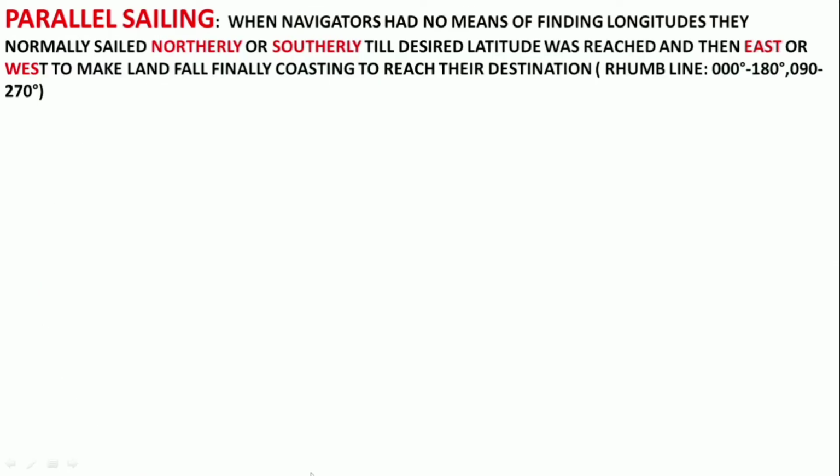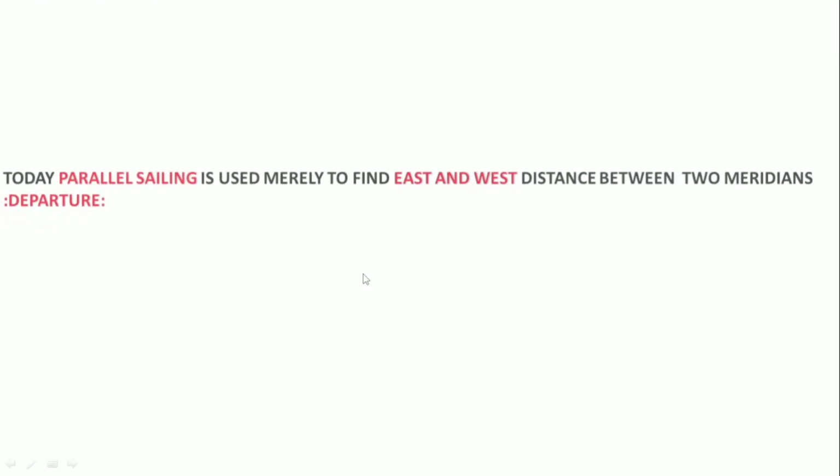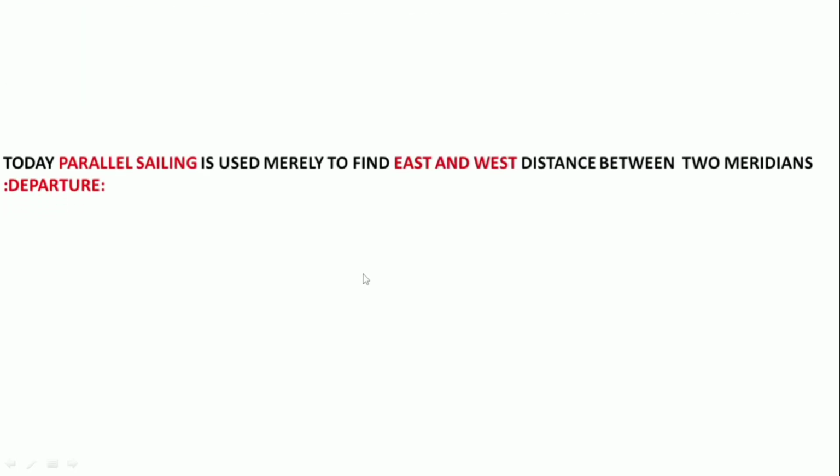Now, parallel sailing was done earlier when there was no means of finding out the longitude. So in olden times, the sailors used to sail either north or south till they reached a particular latitude, and then they used to head east or west to make landfall. So the course used to be 0, 180, 90, 270. So sailing was parallel to either meridian or to the latitudes. Now we don't do this. Today, this parallel sailing is used only for finding out the east-west distance between two meridians, which we call departure.